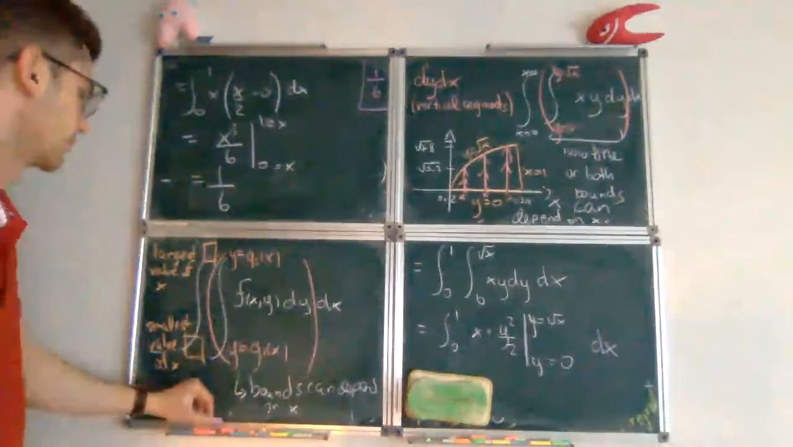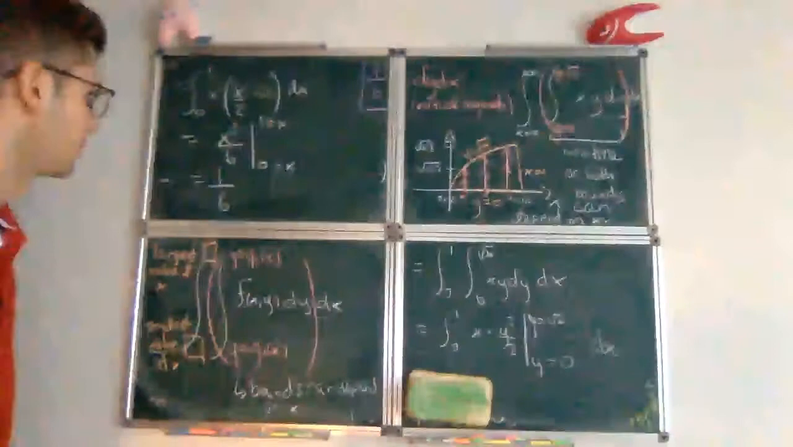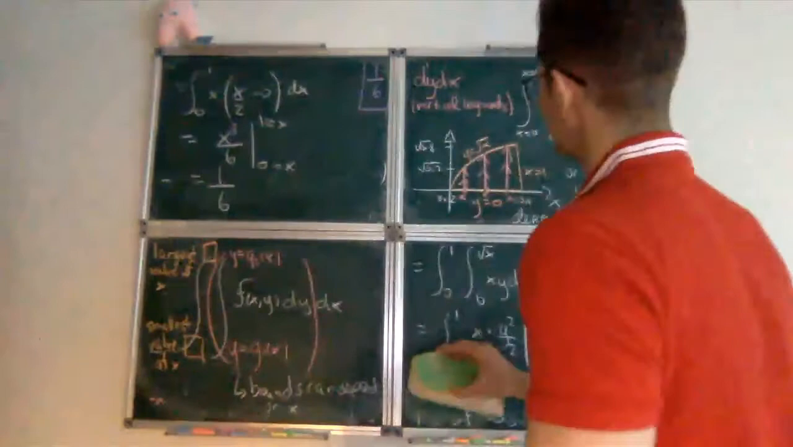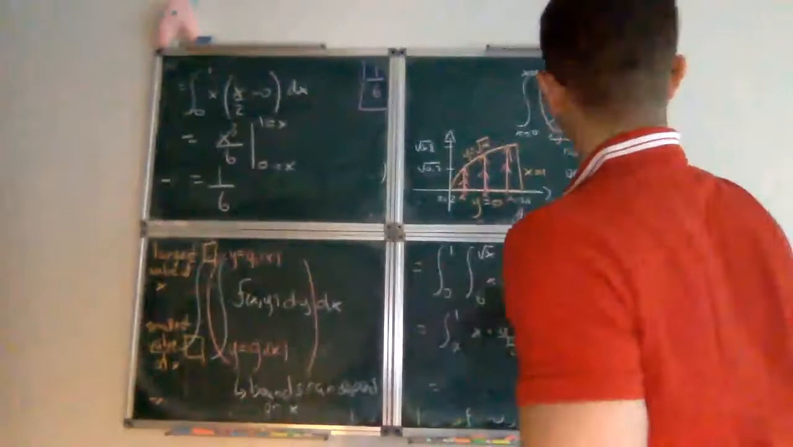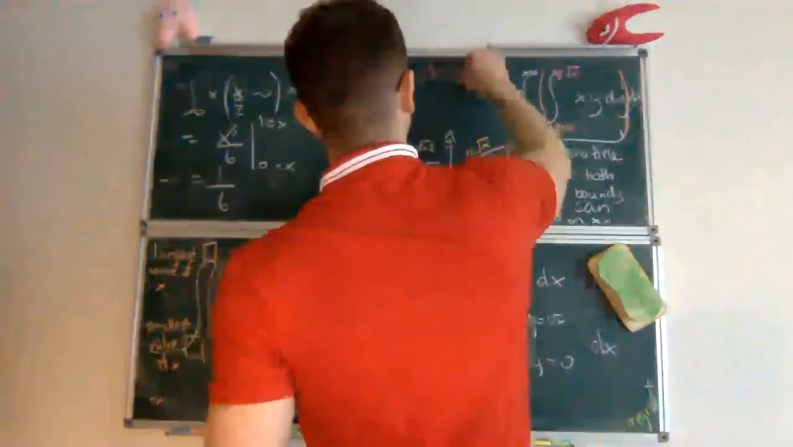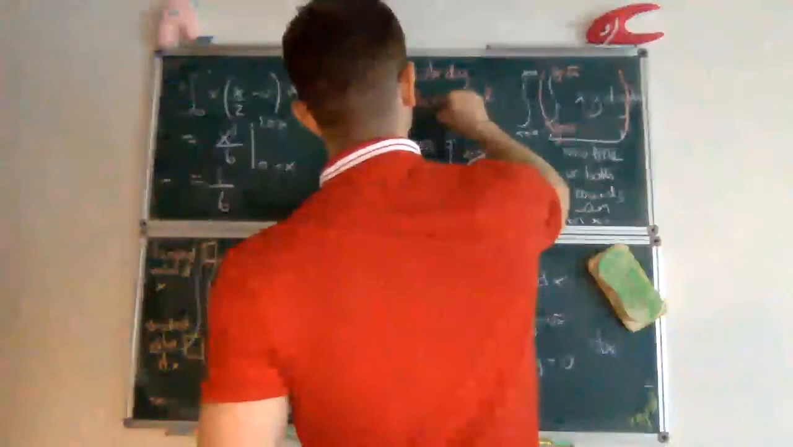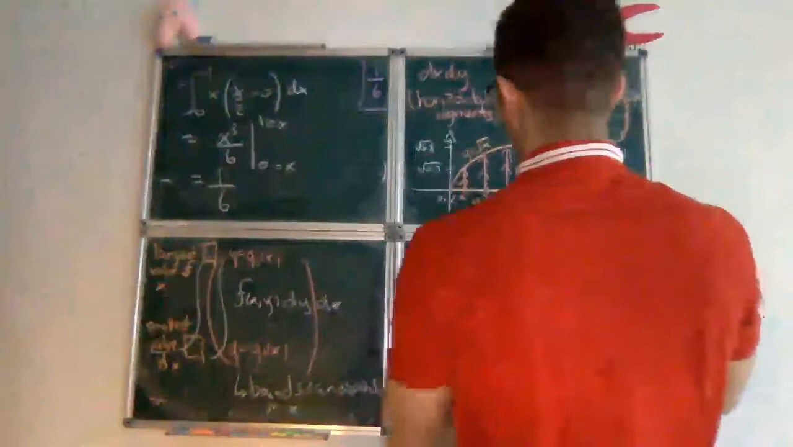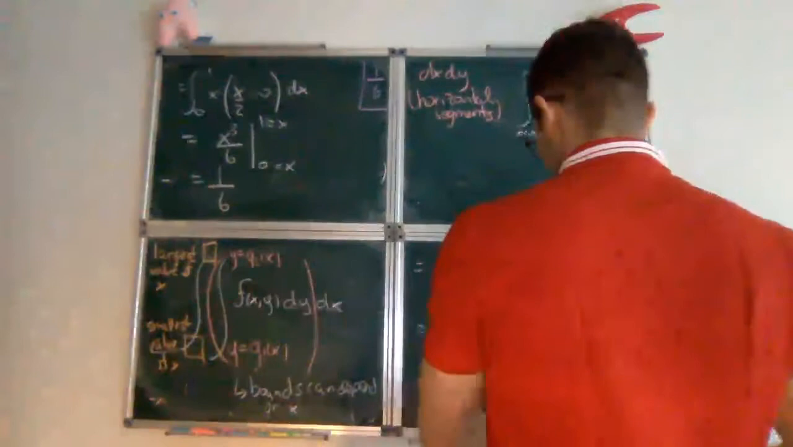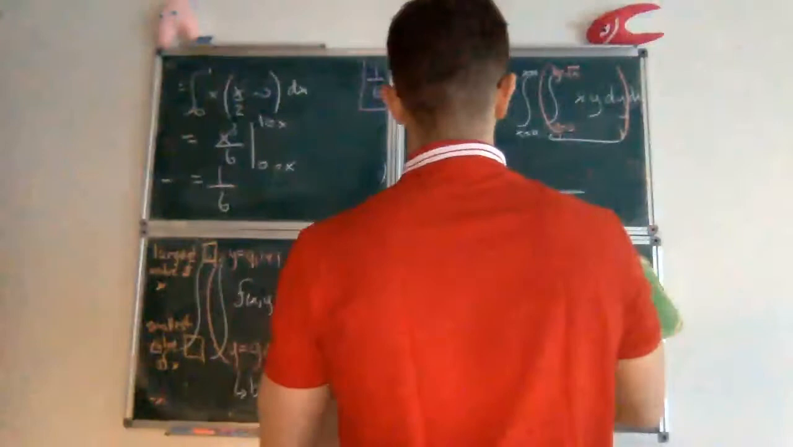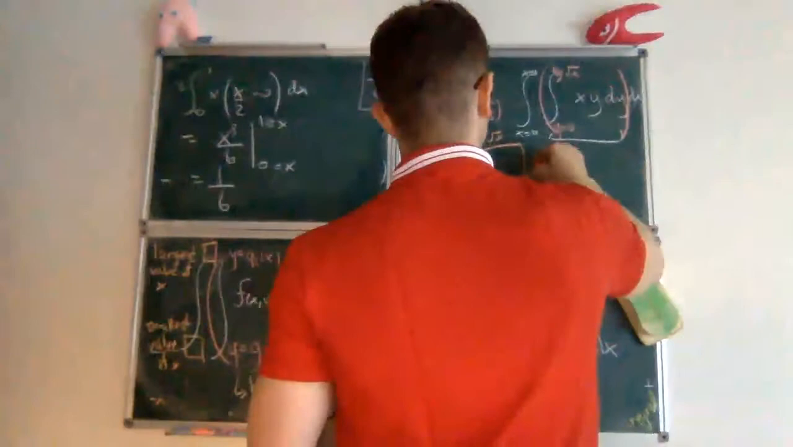Now let me show you how this is supposed to go if you use the opposite order of integration. So let's do the order dx dy, which is going to be related to horizontal segments. Again, let me draw the picture one more time. We have y equals root of x, x equals 1, y equals 0.